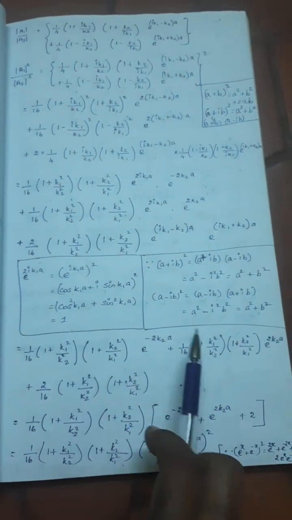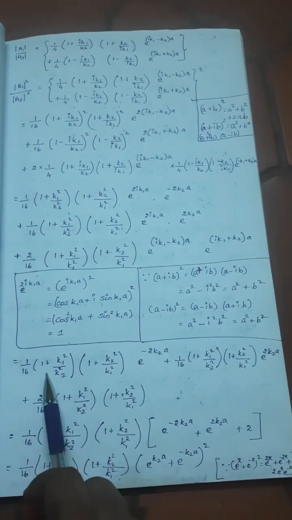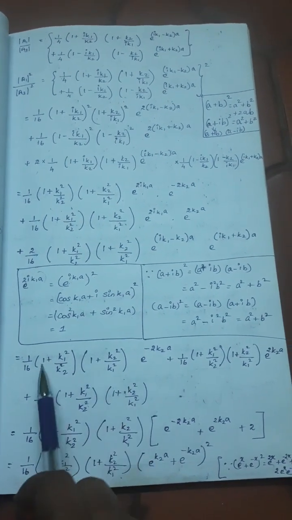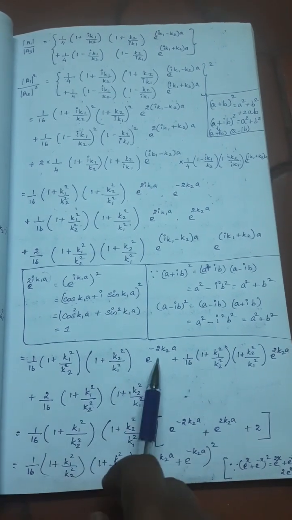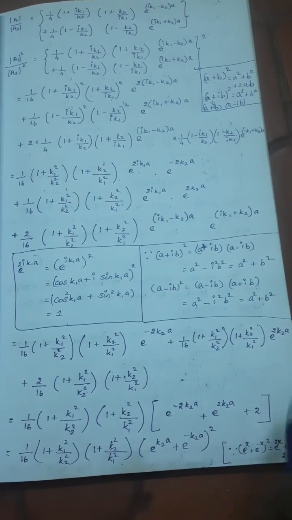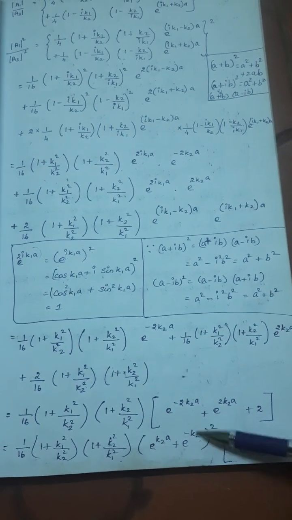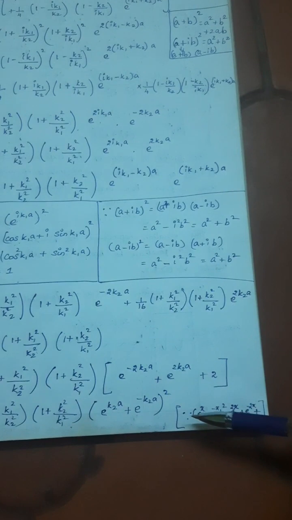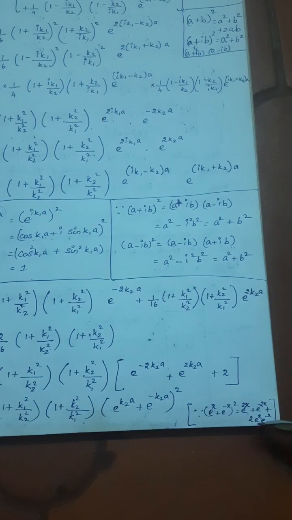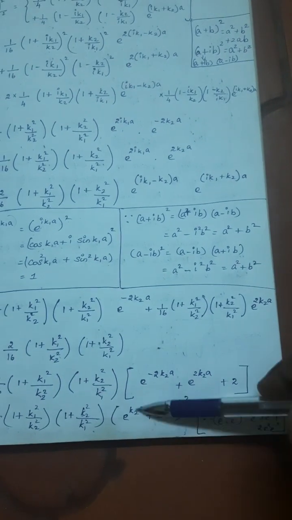That is, the first term, then the second term, and then the third term. The common term is 1 by 16, 1 plus K1 square divided by K2 square into 1 plus K2 square divided by K1 square, which is common for these three terms. Taken outside, simply e power 2K2a plus e power minus 2K2a plus 2. So this is simply (e power K2a plus e power minus K2a) the whole square, because (e power x plus e power minus x) the whole square means e power 2x plus e power minus 2x plus 2 into e power x into e power minus x. The same equation is there, so it is simplified like this.